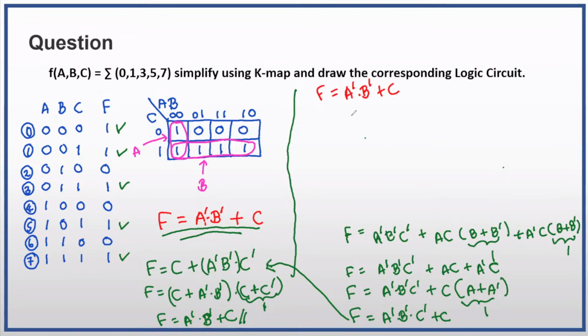So when I'm drawing it, first I will consider these two terms, A dash B dash plus C. That means A dash and B dash, that means complement of A and complement of B is one term, and the other term is C. And these two terms are combined with an OR gate. So therefore, first draw an OR gate.